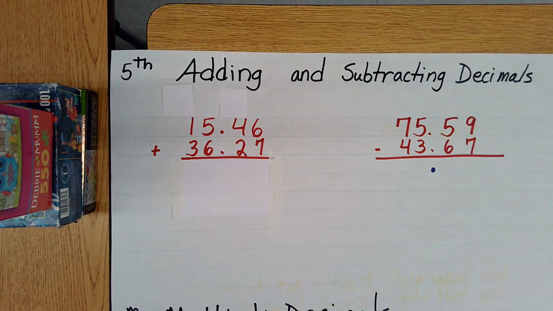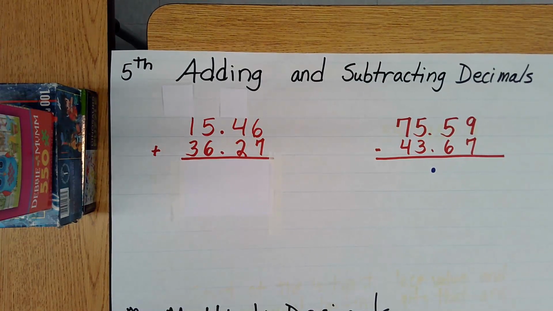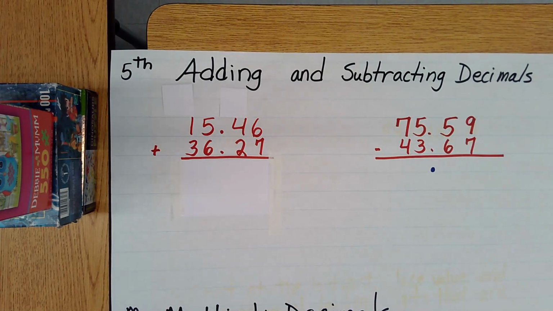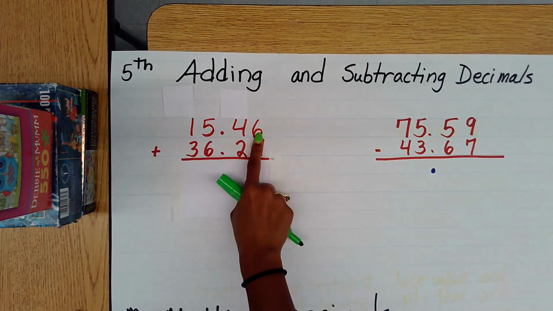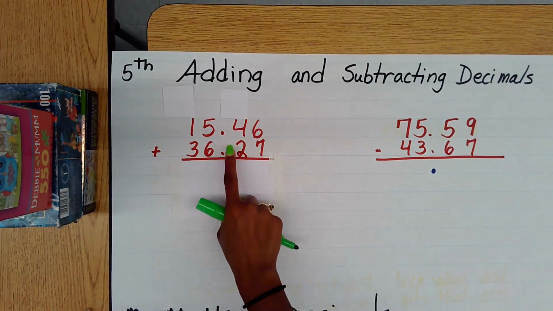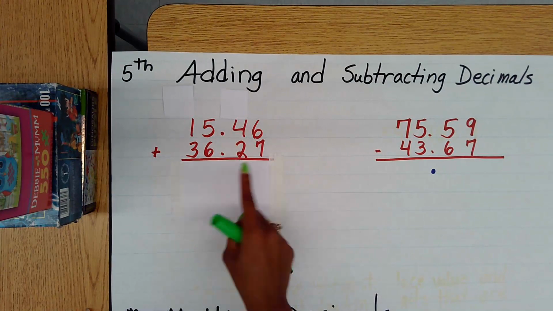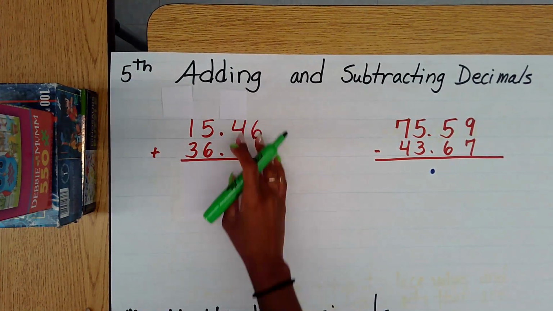As you can see, I have my multi-digit decimal equation, and I want to make sure my decimal points are lined up when we are adding and subtracting. This makes sure that all the place values are in the correct spot and aligned with each other. So I have 15 and 46 hundredths plus 36 and 27 hundredths. I have my decimal points lined up, which ensures that our hundredths place is lined up, our tenths place, and so on.